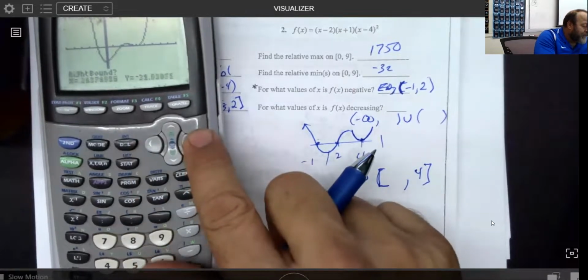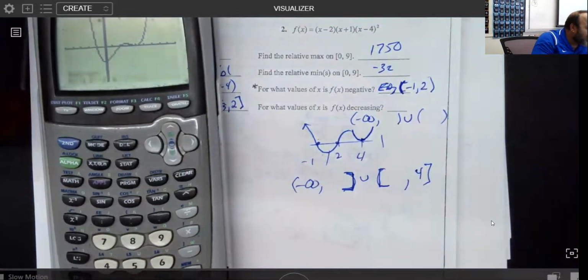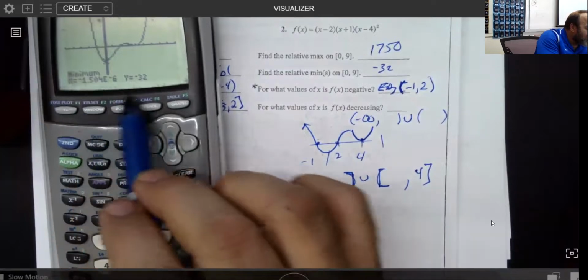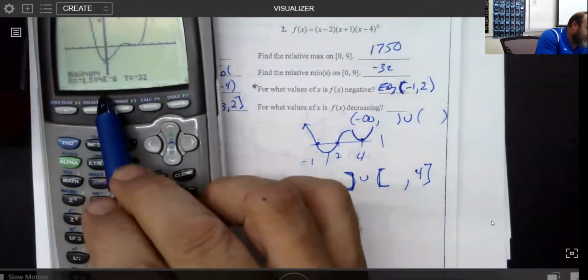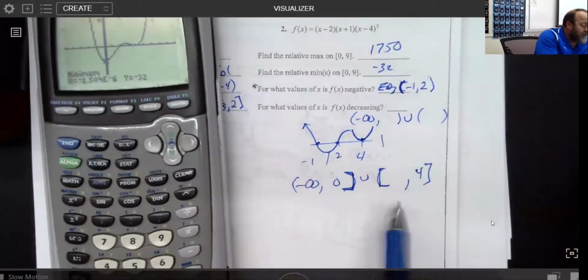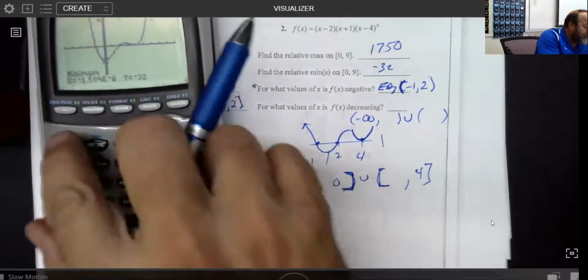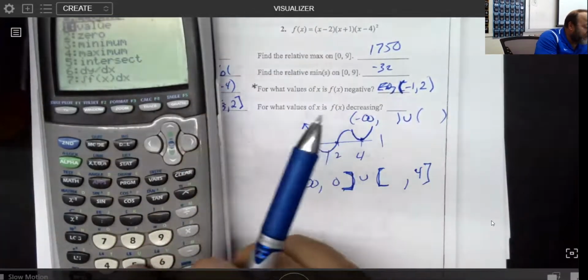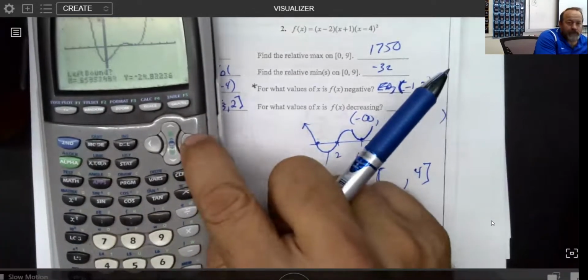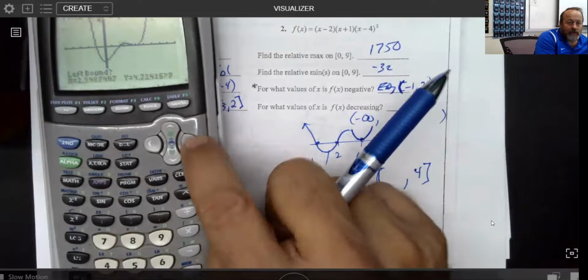Let's see if it made me a liar here. Yeah, that is 0 at -32. That's calculator speak for 0. And then I would also like to find whatever this maximum is right here. So let's look at number 4. And we will similarly pop over here and take a look at the maximum.